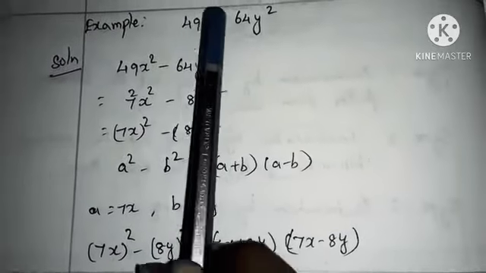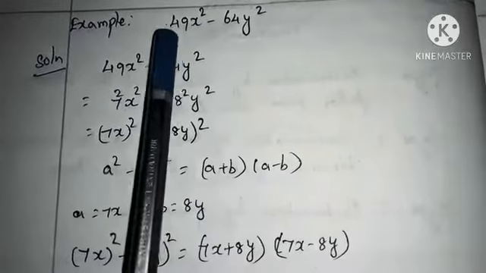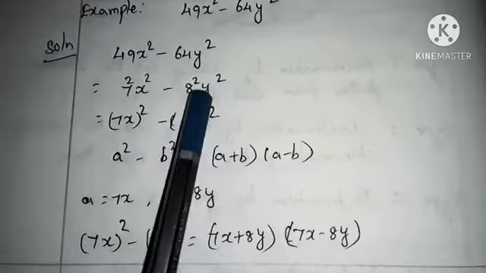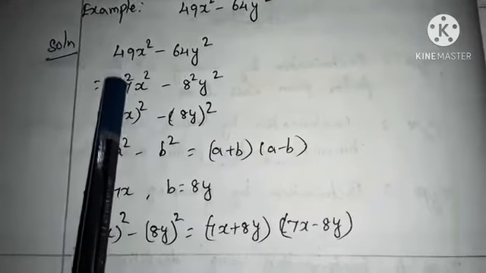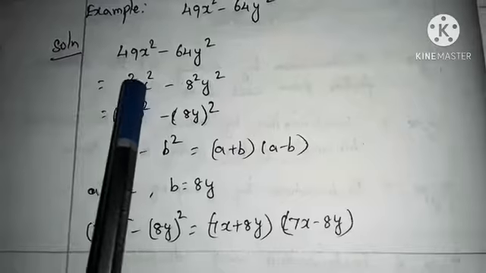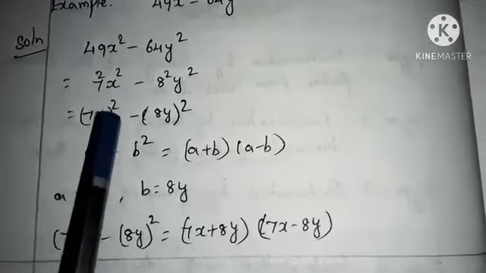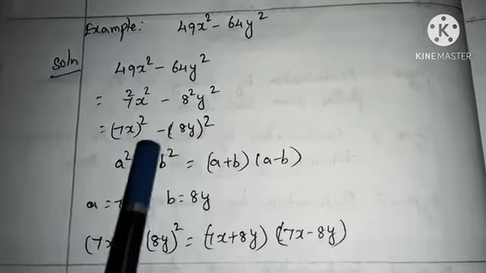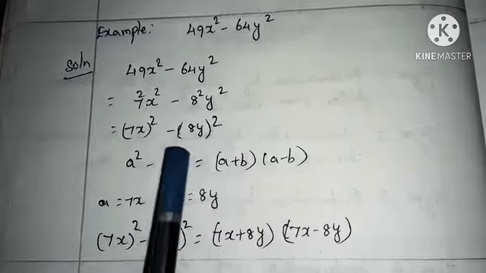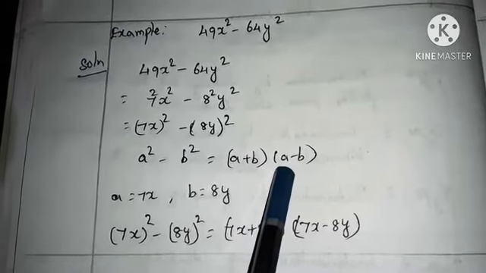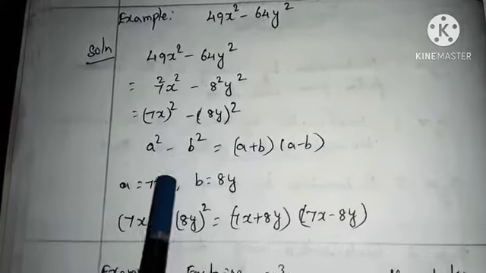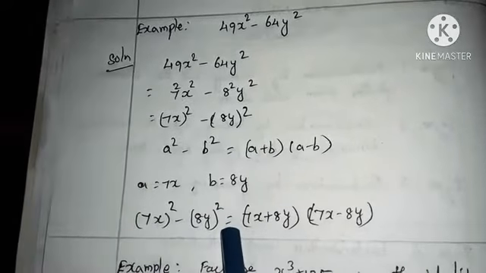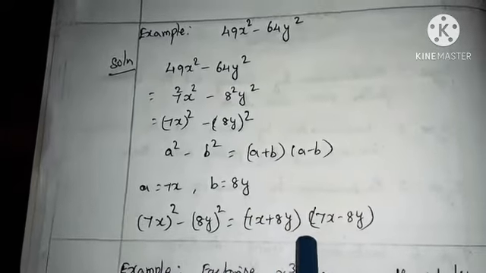Next example, 49x square minus 64y square. Here the 49 and 64 can also be written in the form of squares, that is 7 square and 8 square. Then we get 7 square x square minus 8 square y square. Taking the square as common, we get 7x whole square minus 8y whole square. We are going to compare this with the identity a square minus b square, which is equal to a plus b into a minus b. Here a is equal to 7x and b is equal to 8y. That is, 7x whole square minus 8y whole square is equal to 7x plus 8y into 7x minus 8y.